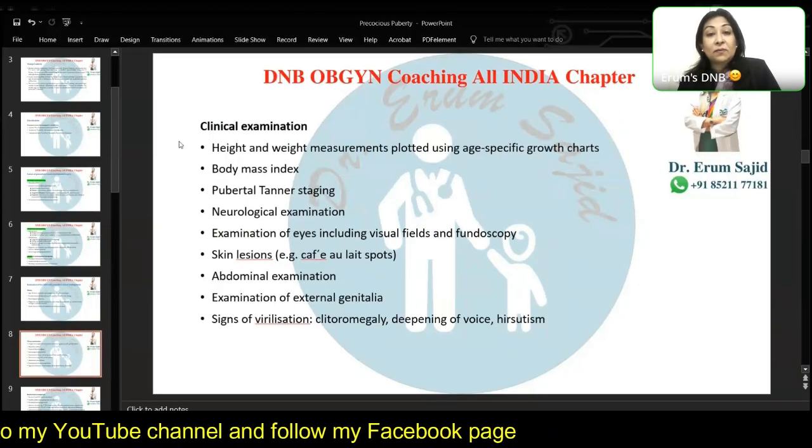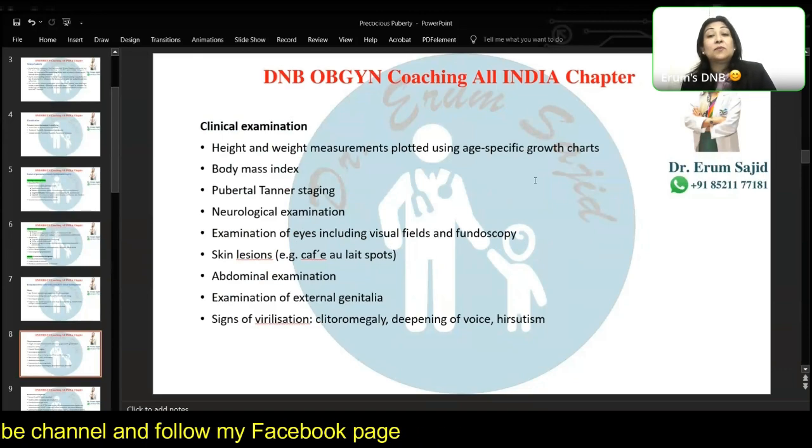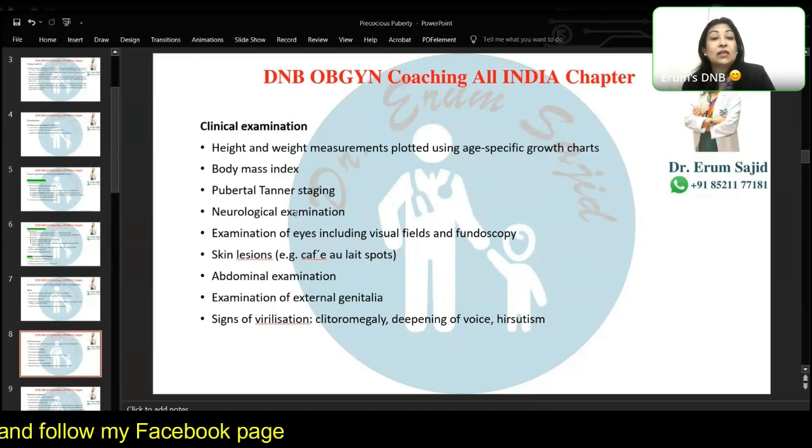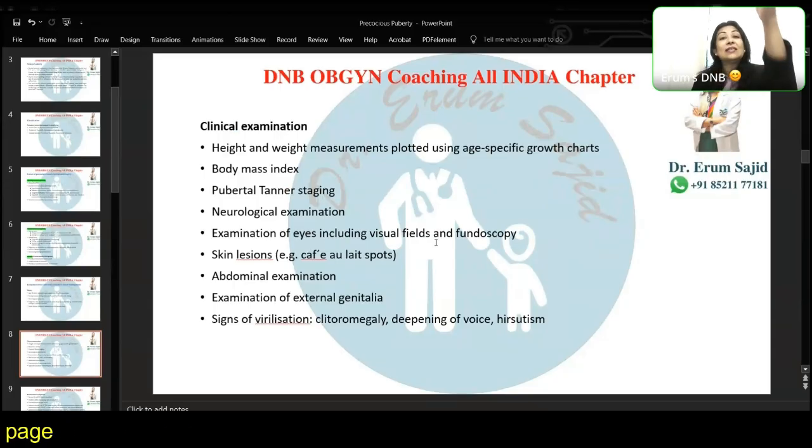Clinical examination: height and weight measurements plotted using specific growth charts, body mass index, pubertal Tanner staging, neurological examination, and examination of the eyes including visual assessment. So these are the things you'd like to do.